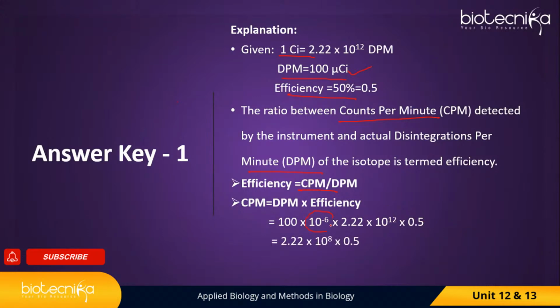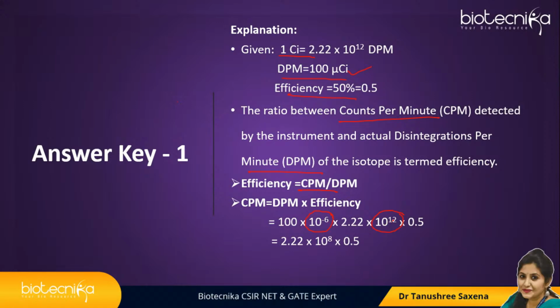Always try to solve these raised to power terms separately, okay? So 10 raised to power minus 6 and 10 raised to power 12 gives you 10 raised to power 6. But I can add these two zeros, so 10 raised to power 8. So what will be the answer? When you multiply with 0.5, it will be 1.11 into 10 raised to power 8.